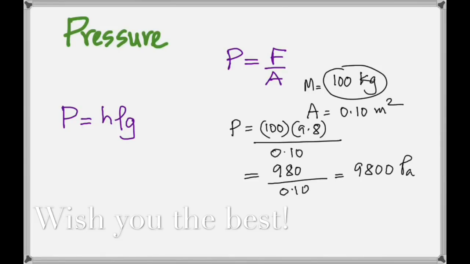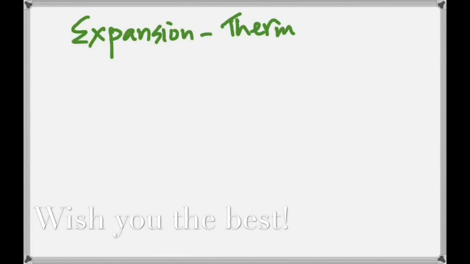9.8 times 100, so 9,800 pascals. All right, next concept. Expansion of solids when heated. Thermal expansion. The formula is change in length is the original length times thermal expansivity times the change in temperature, okay? How much it expands, straightforward formula.